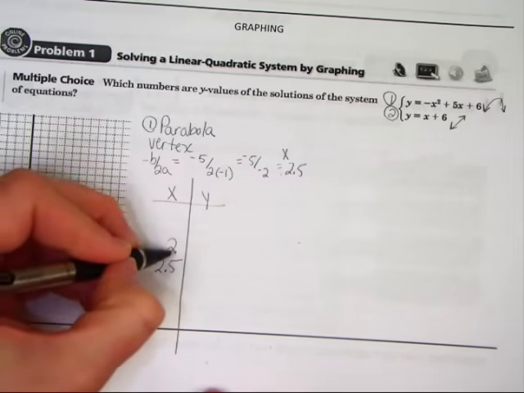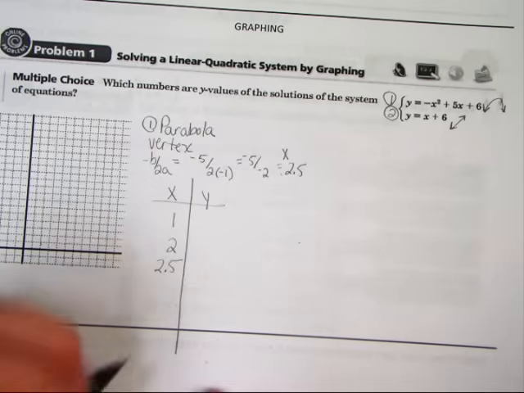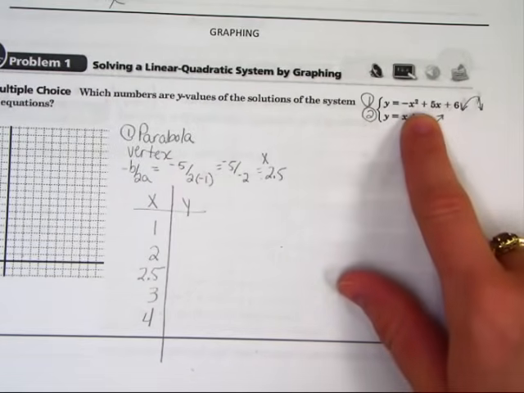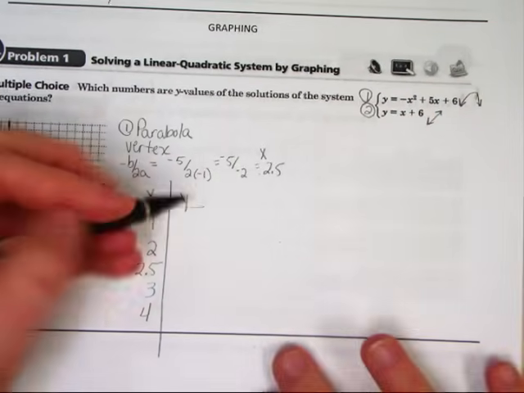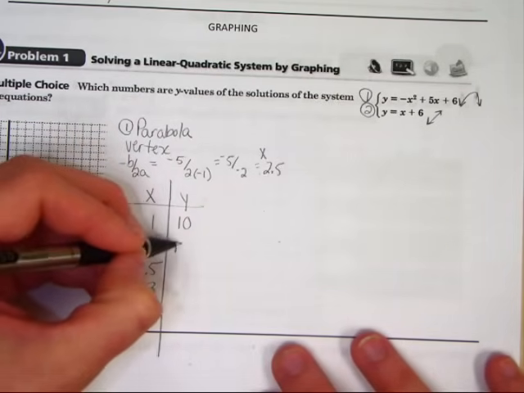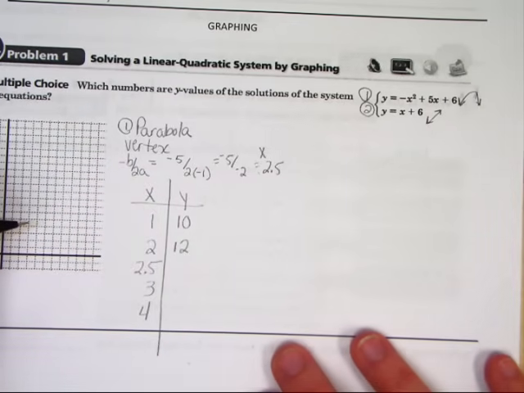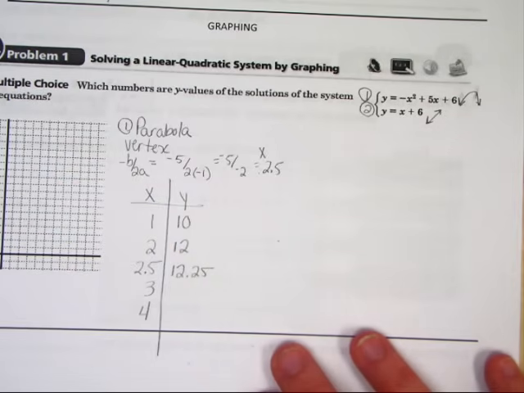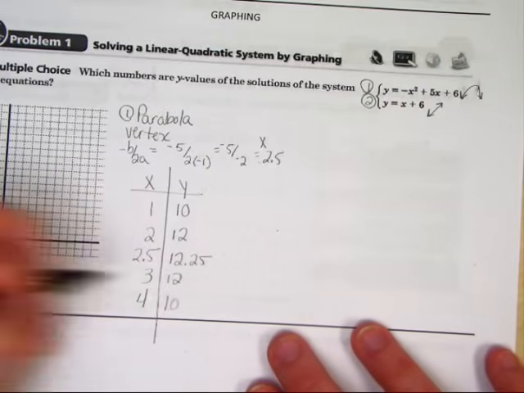You put 2.5 in the middle, and then you surround it. What's a little smaller? 2 and 1. What's a little bigger? 3 and 4. Let's go ahead and plug those numbers in. You plug them into your equation. If you plug in a 1, you will end up getting 10 out. If you plug in a 2, you will end up getting 12. If you plug in 2.5, you'll end up getting 12.25. If you plug in a 3, you'll get a 12. And if you plug in a 4, you'll get a 10.